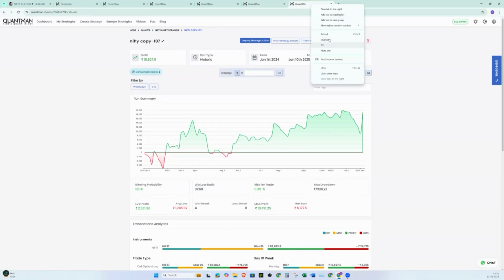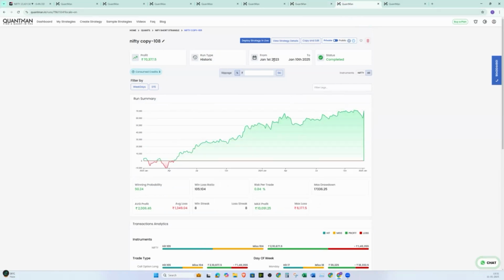Now we do the backtest on 2 years and 3 years. From a 1 year perspective, the strategy is not performing. When it comes to 2 years, January 2023 to 2025, the strategy is performing. See the equity curve, a little bit of a 45-degree angle. Strategy profitability increases, trade count increases, and RPT increases compared to the previous strategy.